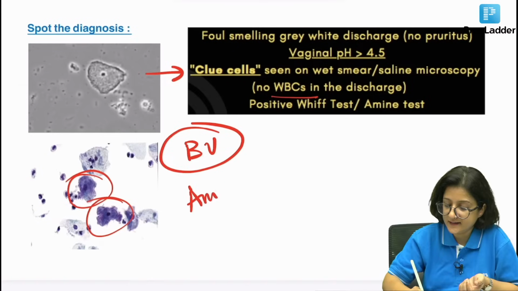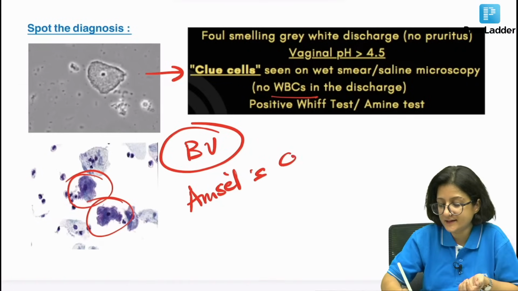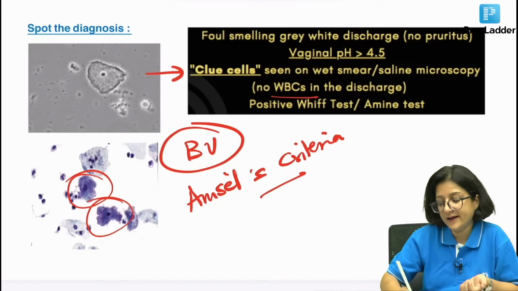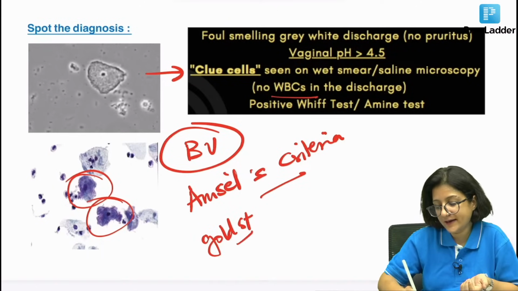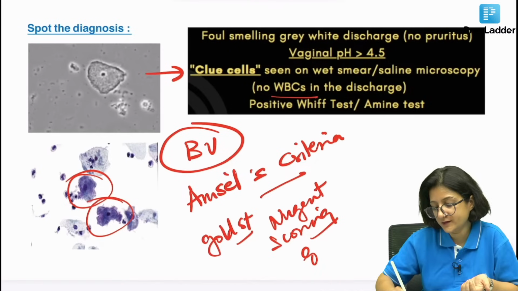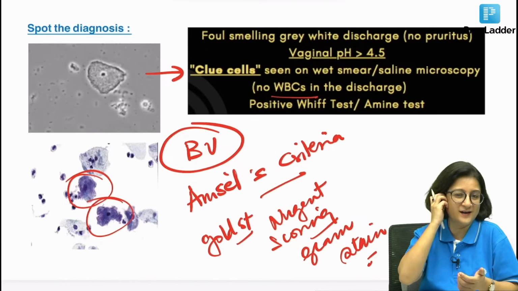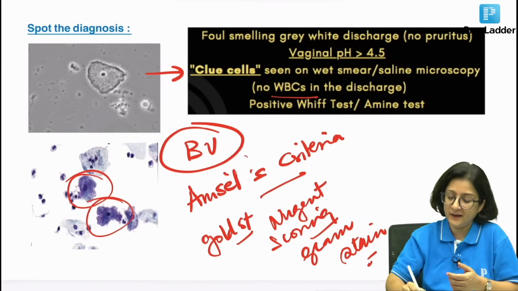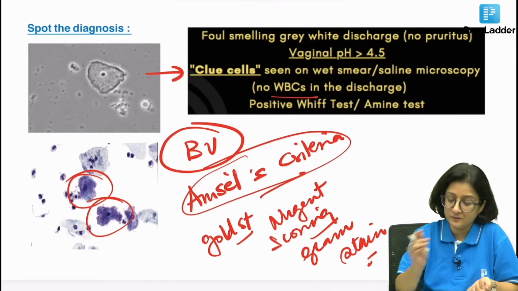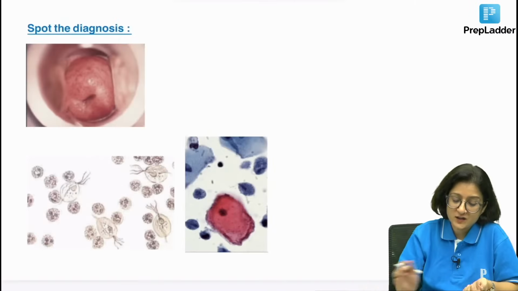There's a clinical criteria, we call it the Amsel's criteria, right? The gold standard for diagnosis is Nugent scoring. In Nugent scoring, we go for the gram stain. But please remember, in routine practice, this gold standard investigation is hardly ever needed or even done. Mainly diagnosis is clinical.